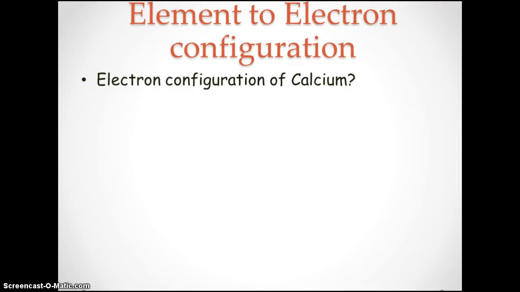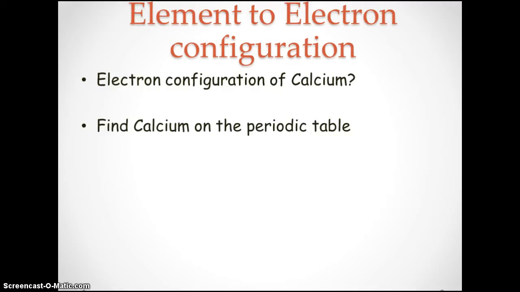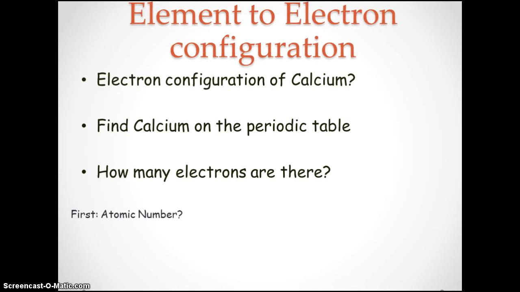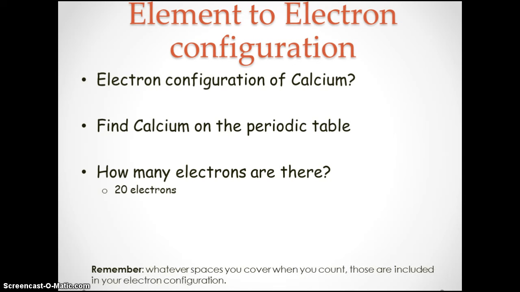Next example, let's try an electron configuration for calcium. So we need to find calcium on the periodic table. How many electrons are there? Remember, you need to first look for the atomic number, which for calcium is 20. Since we have 20 protons, that's going to equal 20 electrons. And remember, that's for a neutral atom. So now that we know we have 20 electrons, we'll have to move 20 spaces in order to get our correct electron configuration.